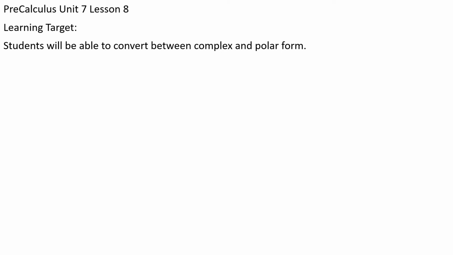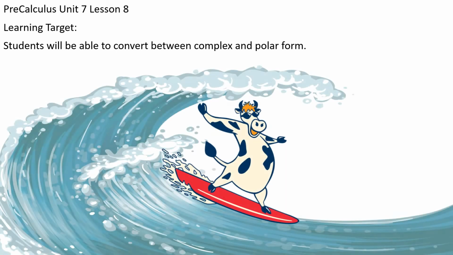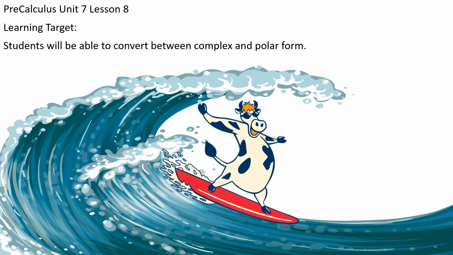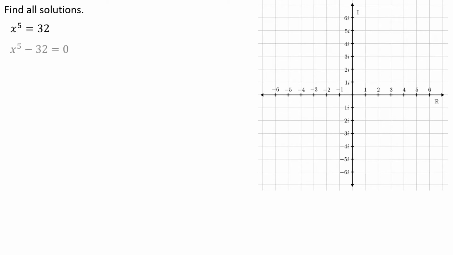Okay, let's ride the wave and see if we can convert back and forth between complex and polar form. Okay, again, with the famous find all solutions. Oh my goodness, there'll be 5 of them because I see an x to the 5th power. That's not going to factor, is it? All right, I don't have a special thing for x to the 5th minus 2 to the 5th. So that's not going to factor.